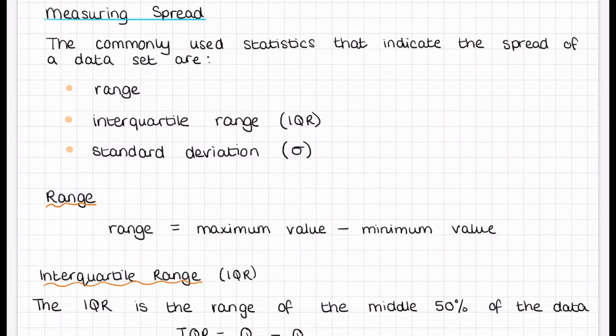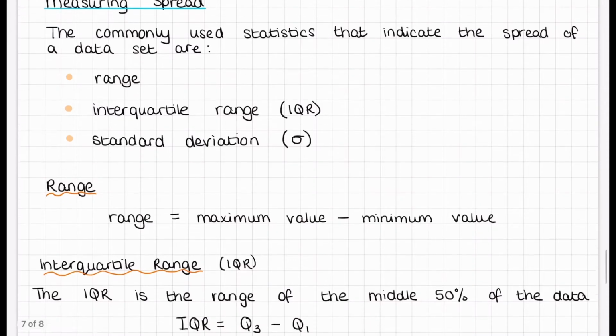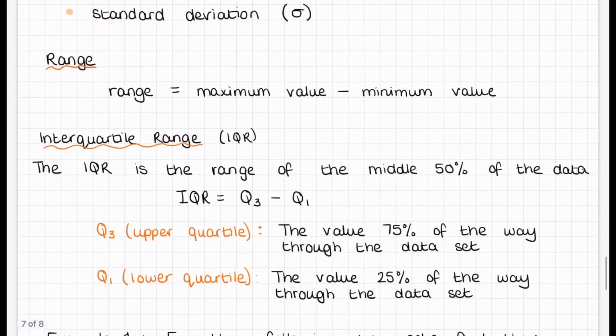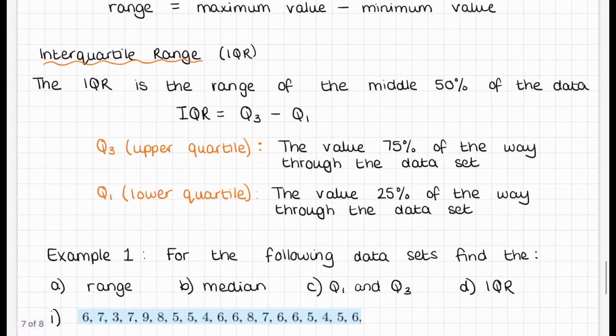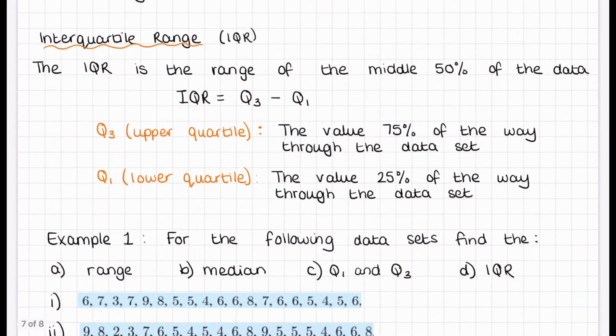Measuring spread. The commonly used statistics that indicate the spread of a dataset are the range, the interquartile range, and the standard deviation. The range is the maximum value minus the minimum value, which you should have done before. The interquartile range you also should have done last year. But if not, it is the range of the middle 50% of the data, which is quartile 3 minus quartile 1.